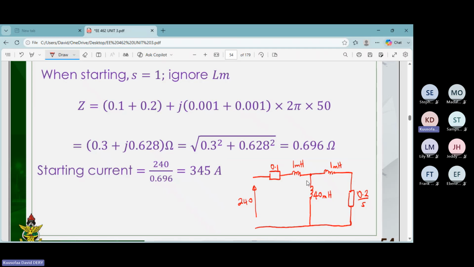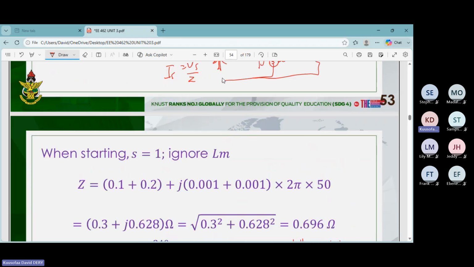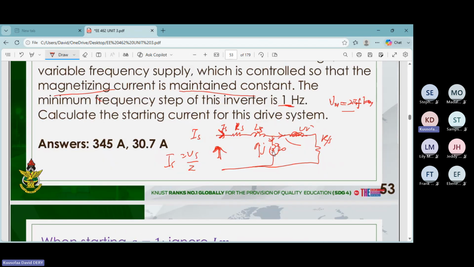Okay, he has ignored the magnetizing branch. So if you ignore it, what are the impedances that I mentioned here? If you ignore this one, this and that will not be parallel again. So this and that one will be in series.